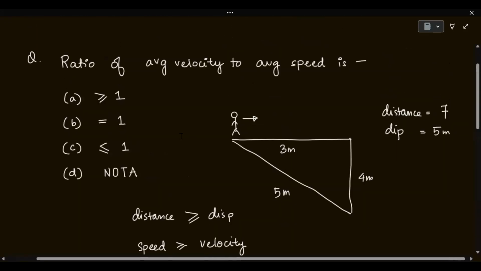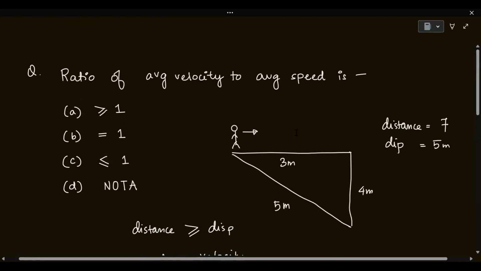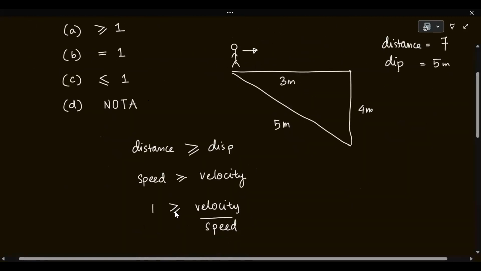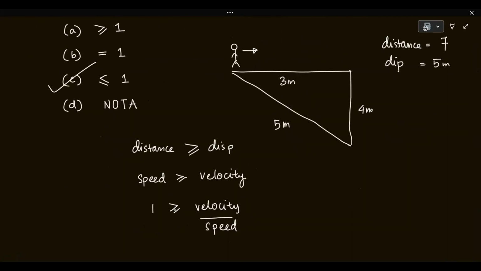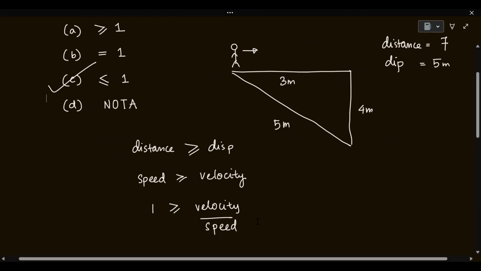What is the ratio of velocity to average speed? It is less than or equal to 1. So C is the correct option. If you didn't understand, feel free to ask.